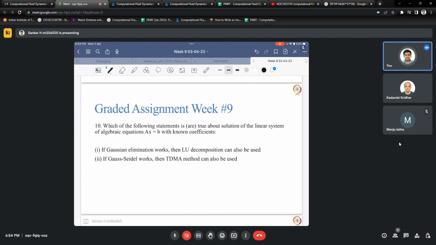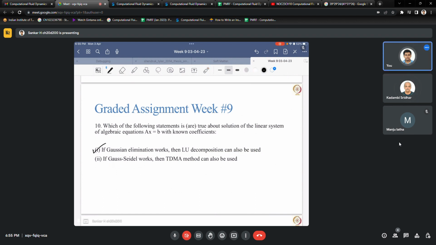Okay, for the last question of the graded assignment of week 9: which of the following statements is or are true about the solution of a linear system of equations Ax equal to b with known coefficients? First one is, if Gauss elimination works, LU decomposition can be used. If Gauss Seidel works, TDMA can be used. I guess it's only the first.